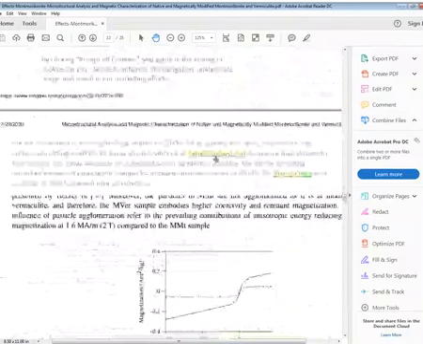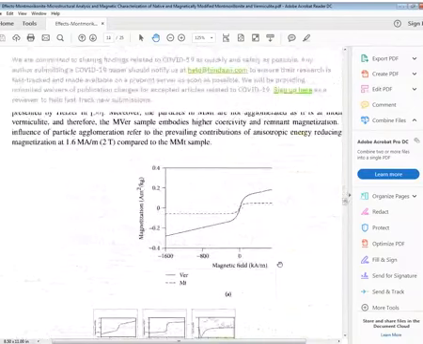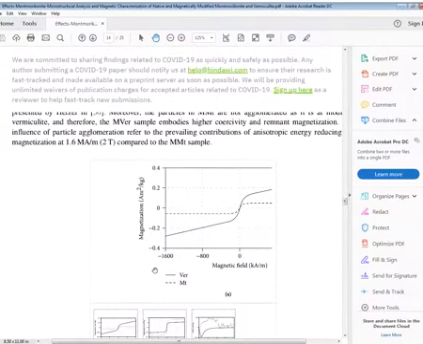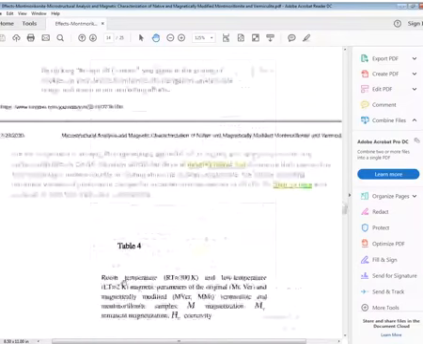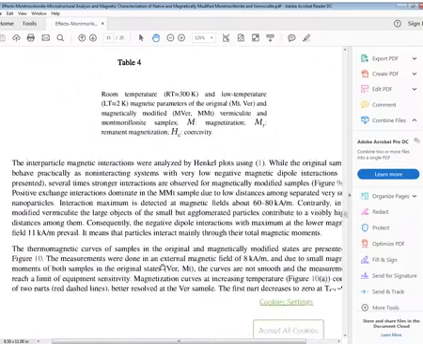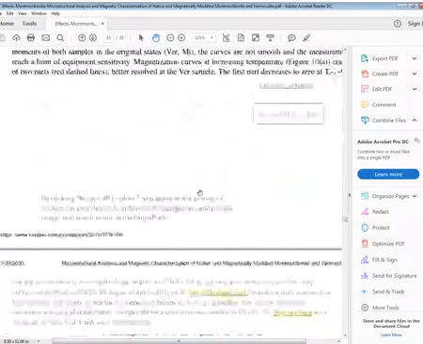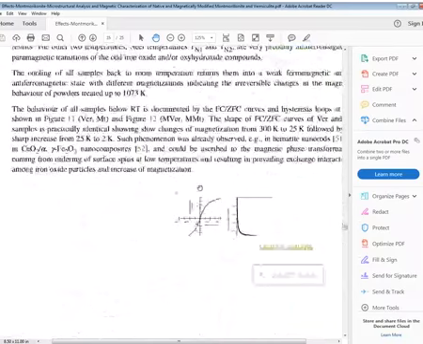And this is magnetization here, and this is magnetic field here, both are here. So magnetization in A m² per kilogram, and this is magnetic field here, and these are different curves of the same one, A, B and C, and a table for room temperature, RT, and low temperature. This magnetic parameter is original, and interparticle magnetic interactions were analyzed by Henkel. Okay, this is such work, and these are curve figures. So this is another curve here.